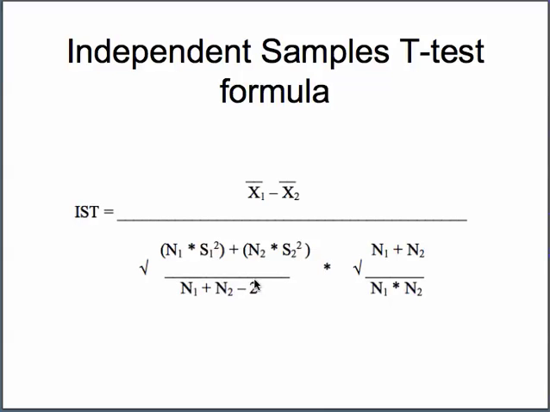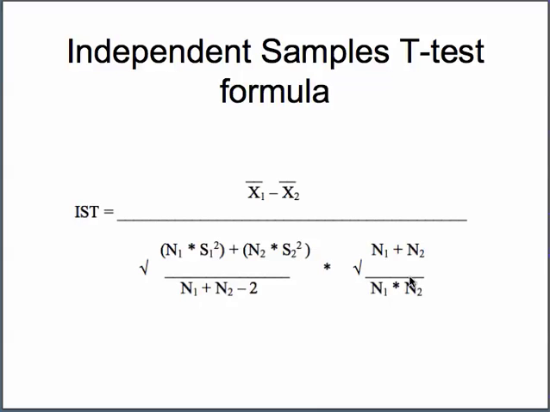Then divide by the first sample size, add it to the second sample size, minus 2. Then take the square root of that division result. This is your overall first denominator result.